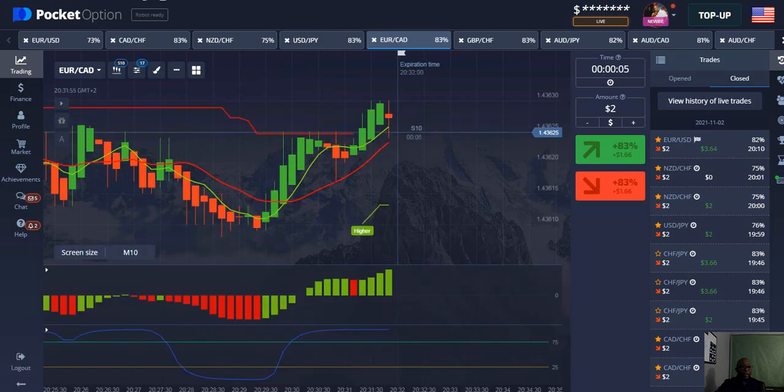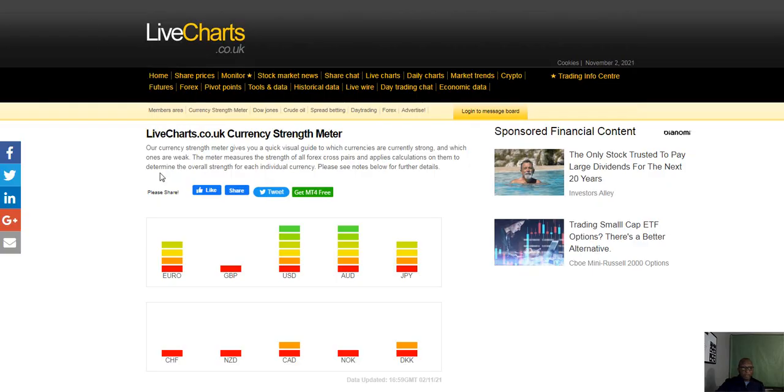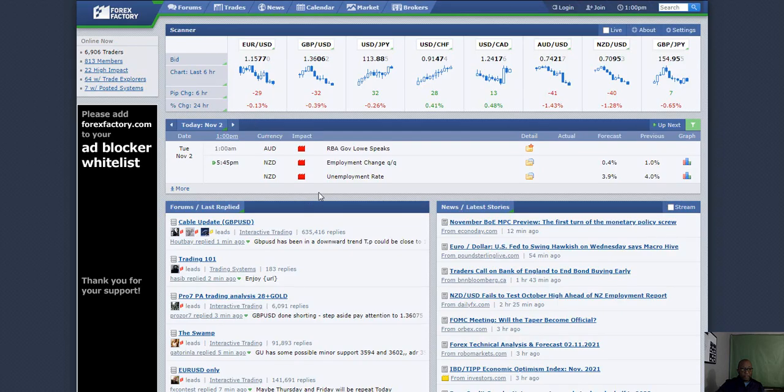So let's minimize that. What I'll do sometimes is come over to the strength indicator chart. Now I'm going to see which ones are strong, as you can see here, and which ones are weak. Then I go over to Forex Factory just to see where there are some red envelopes, and you can see my other videos that talk about these and this particular software to help you.